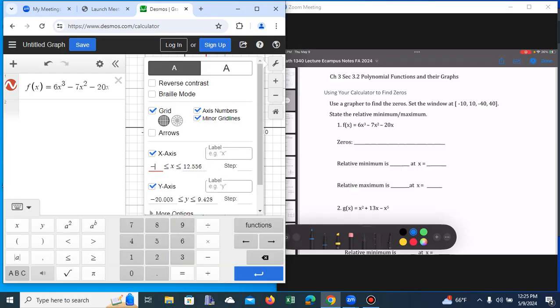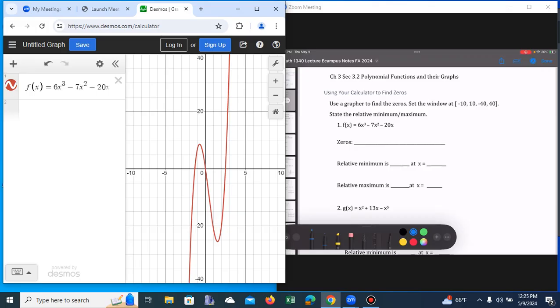Let's see, negative 10, 10, like negative 40, 40. Sometimes adjusting it manually allows you to see a lot better. Now we can see the 3 intercepts, and we can see a maximum, or a relative maximum, and a relative minimum. And Desmos is nice, it gives you these points, or at least it rounded off.